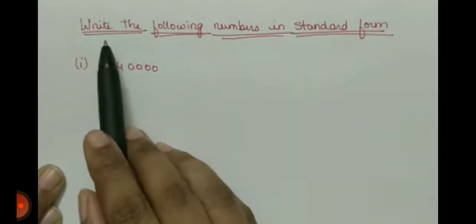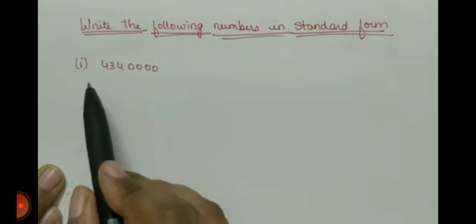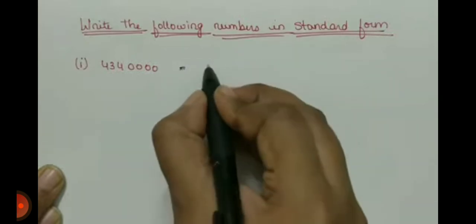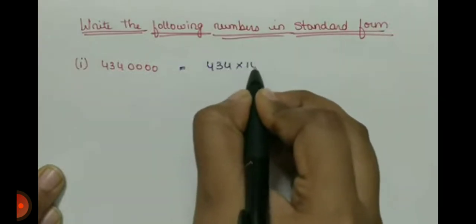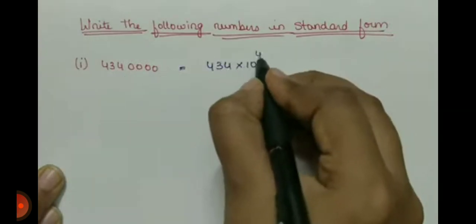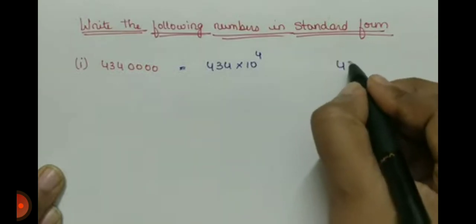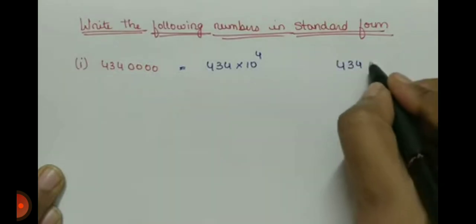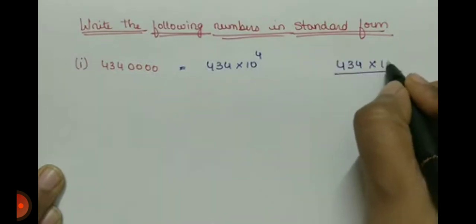Write the following numbers in standard form. First one, it can be written as 434 into 10 to the power of 1, 2, 3, 4. Take 434 and multiply and divide with 100.